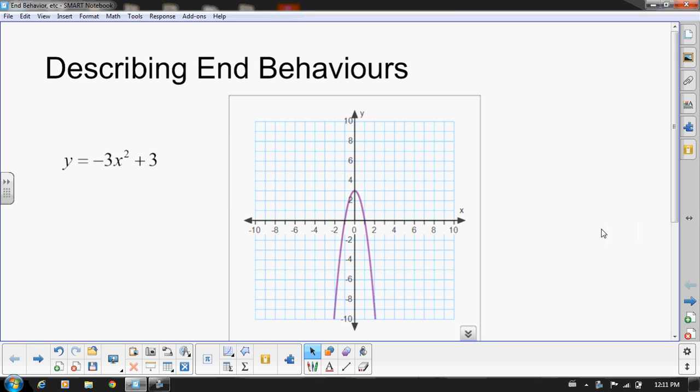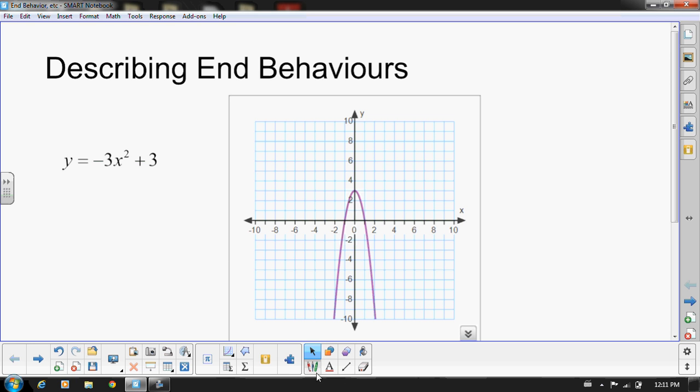As I'm working through your assignments, I've noticed that a lot of you are having some difficulty describing end behaviors in polynomial and exponential functions. So I thought I would work through a few examples to illustrate a little bit better how to describe these things. So we're going to start off here.